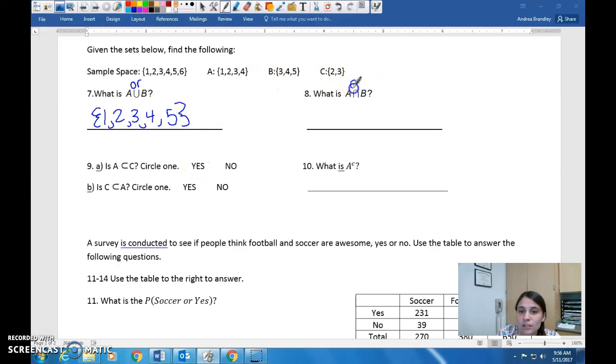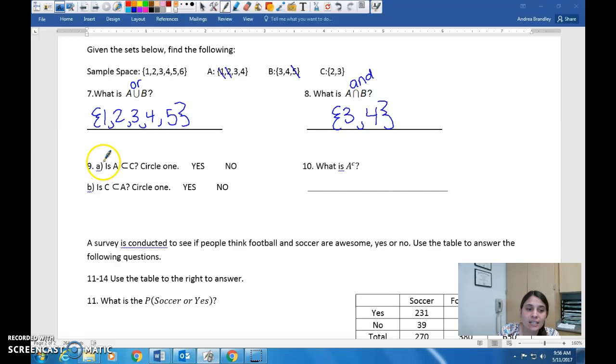Versus number 8 is what is in A and in B. It's the intersection of A and B, and this is only the numbers that are in A and they're in B. So like 1 is in A, but it's not in B. 2 is in A, but it's not in B. 3 is in A and B. 4 is in A and B. 5 is in B, but not in A. So the only two numbers that are in A and B are 3 and 4.